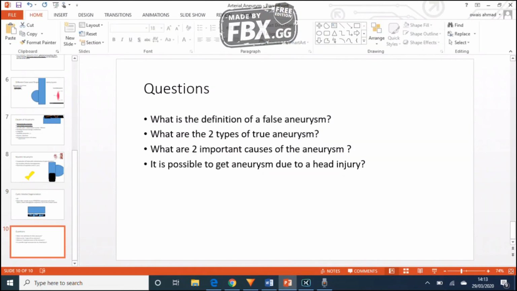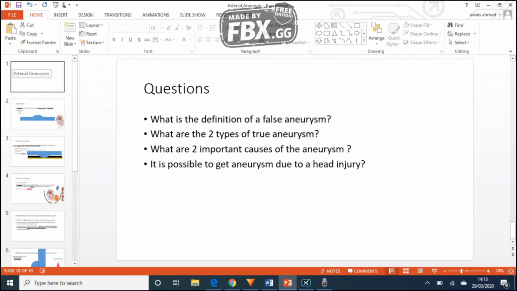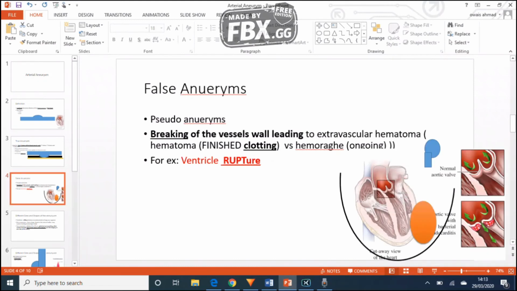What is the definition of false aneurysm? So take your time to answer that. If you were paying attention, if you got the concept, you're going to know that it's breaking of the blood vessel wall, which can lead to extravascular hematoma.